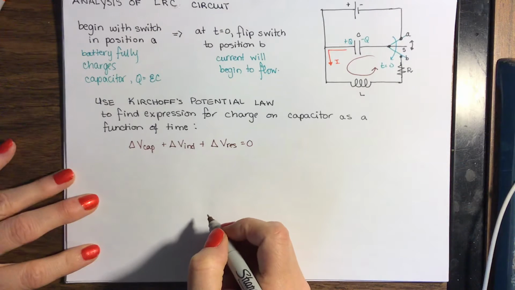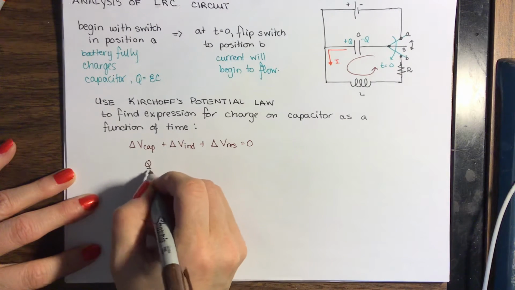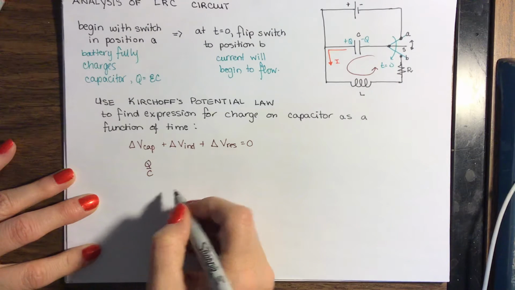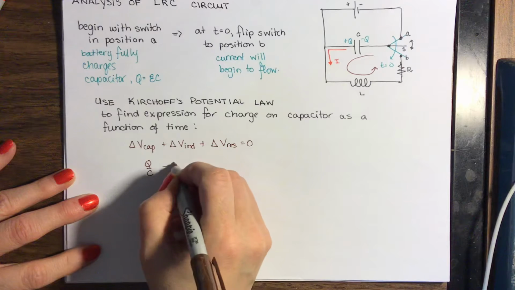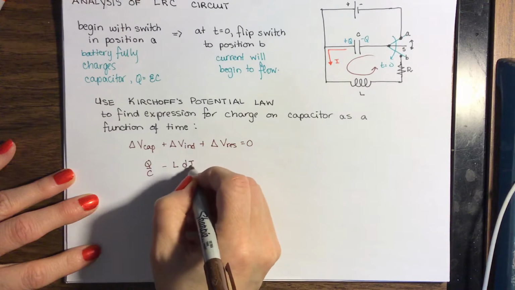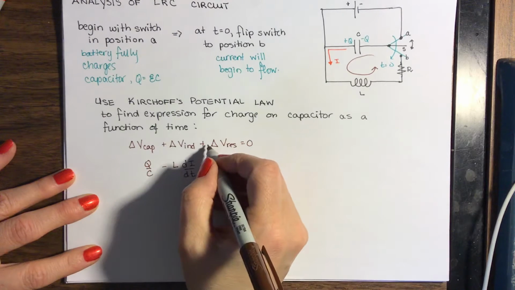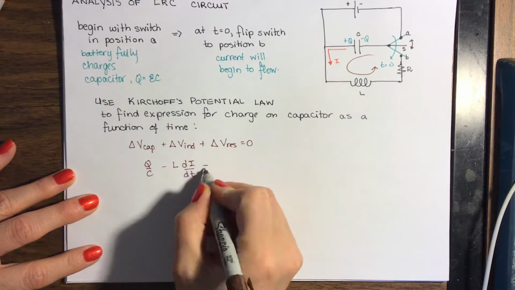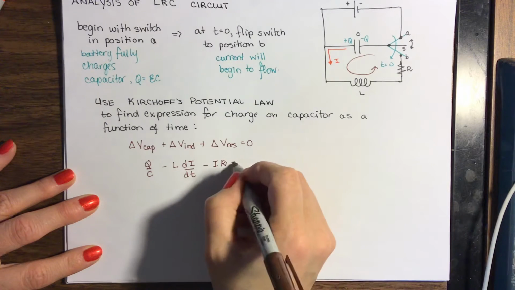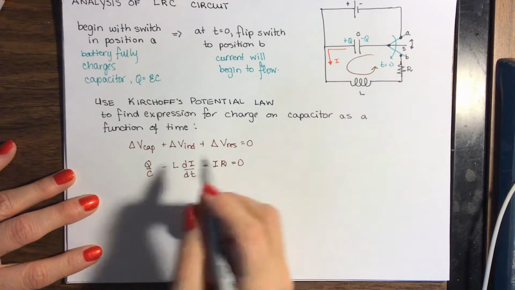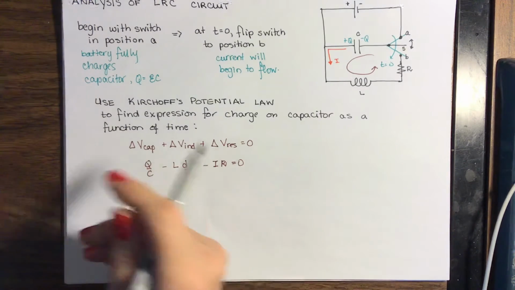That's Kirchhoff's potential law. The potential across the capacitor is the charge on the plate divided by the capacitance C. The potential for the inductor is minus the inductance times the change in current with respect to time. And the change in potential of the resistor is a drop, so we've got minus I times R according to Ohm's law. Looks like we have two unknowns, but we do have a link between charge and current.